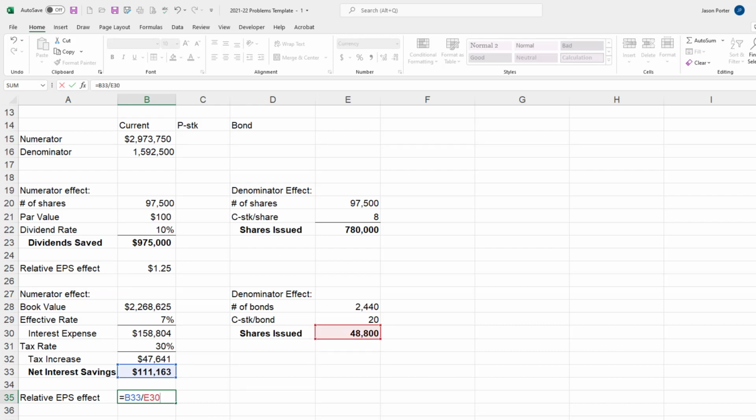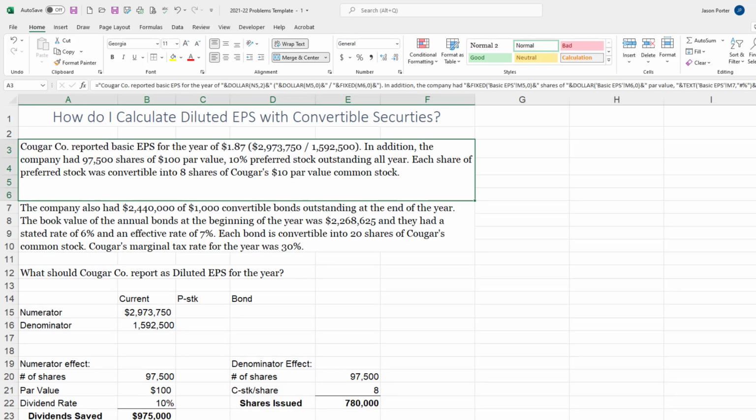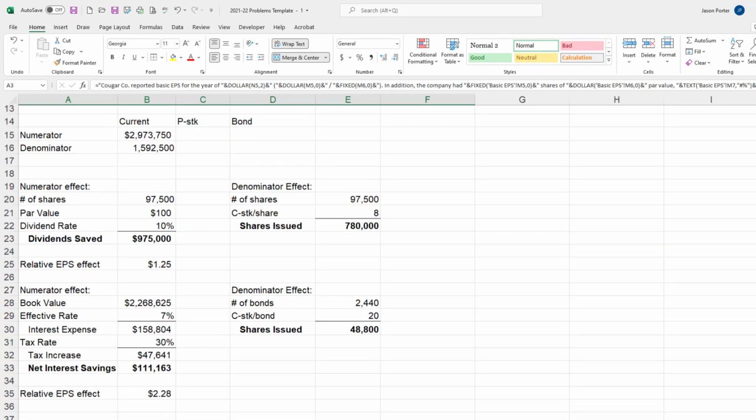So let's get a relative EPS effect. I'm going to take that 111,163 that we would have as an increase to net income, divide by the new number of shares, and that gives me an EPS effect of 2.28. So now what do we do? Well, we're only going to put in those that are dilutive. Our original EPS was $1.87. Looks like the preferred stock would drop it because it's dilutive. It's $1.25. That's less than the $1.87. But the bonds would be anti-dilutive. It's bigger than the 1.87. So if I were to put this into my equation, I would end up with a bigger earnings per share. So I won't include that one.